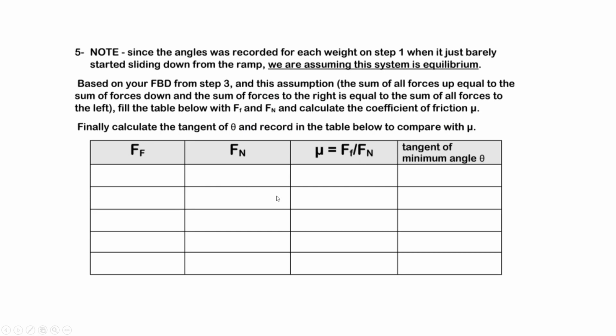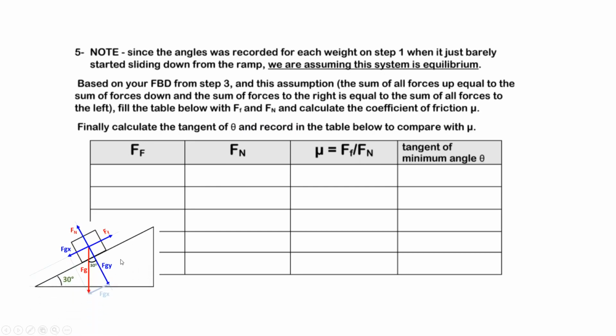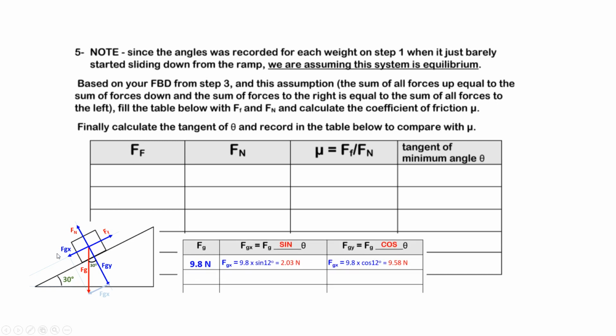To complete this table, we are going to assume the system is in equilibrium, which means that FF is equal to FGX and FN is equal to FGY. There is a typo here, but this is FGY. So now we are going to replace these values on the first row. 2.03 is our FF because it's equal to FGX. And our FN is equal to our FGY, which is 9.58 newtons.